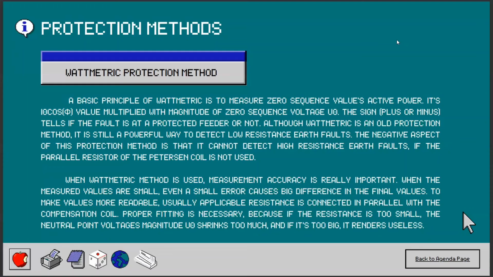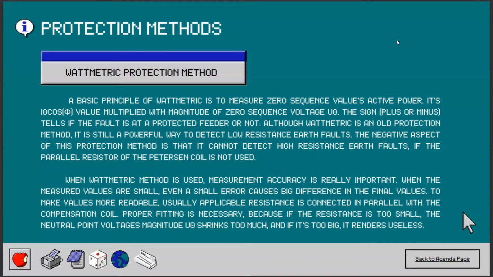So in this watt metric protection method, to determine whether the protected feeder has a fault, the plus or minus sign is used. Although watt metric is an old protection method, it is still a powerful way to detect low resistance earth faults. The negative aspect of this protection method is that it cannot detect high resistance earth faults if the parallel resistors of the Peterson coil are not used.